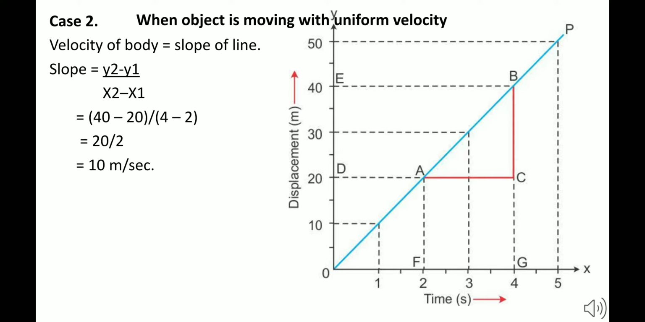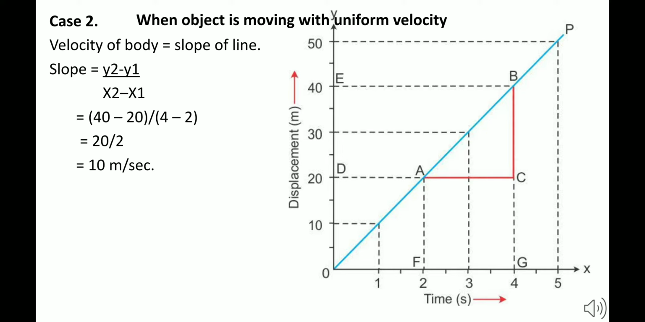Now, if we have to calculate the velocity of the body at any point, we have to find out the slope of the body at the point. That means we have to choose any 2 points on the graph and we have to find out the slope from the 2 points which we have chosen. Here, for an example, I have chosen A and B.